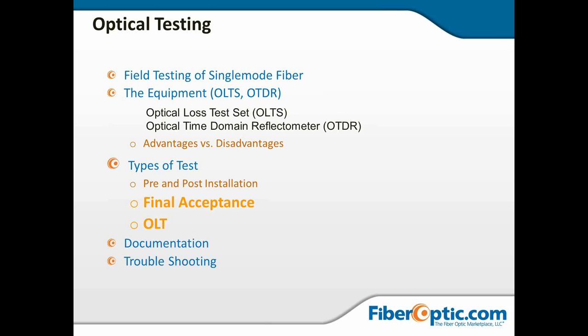Pre and post installation, final acceptance, optical loss testing, documentation, troubleshooting. The different types of testing when you're building out a system: you want to look at measuring the loss and double checking the received fiber meets the ordered specs. Your final acceptance is going to be all of your fiber, all of your OTDR shots that you keep for reference. Your optical loss testing is going to be all of your final loss characteristics for each link.